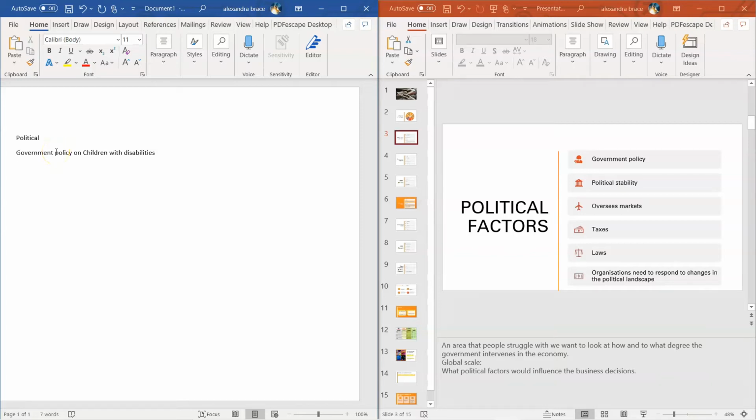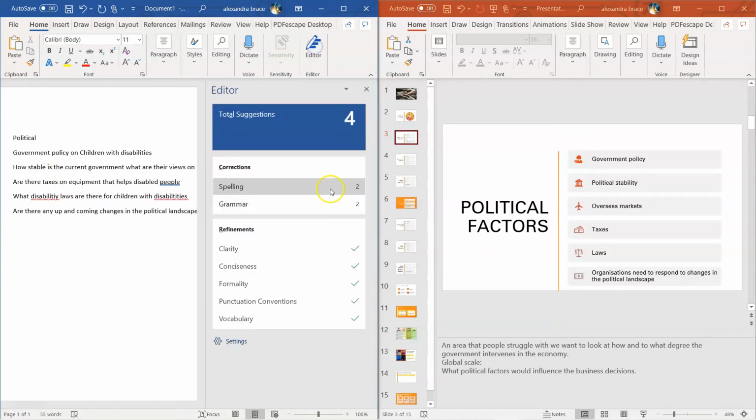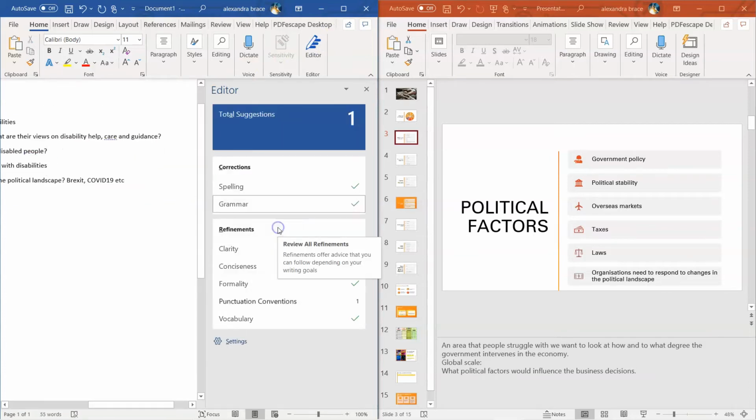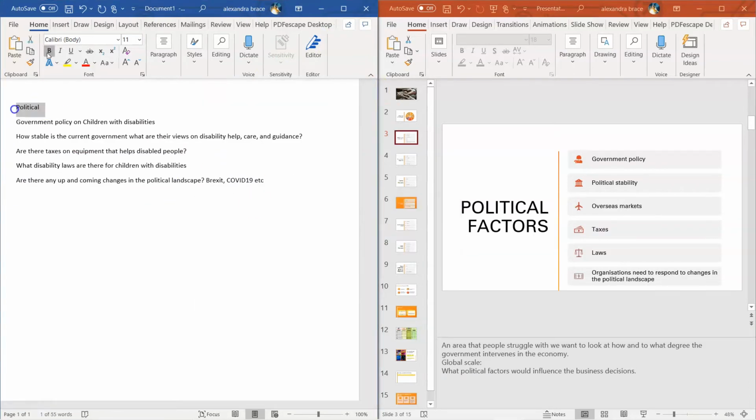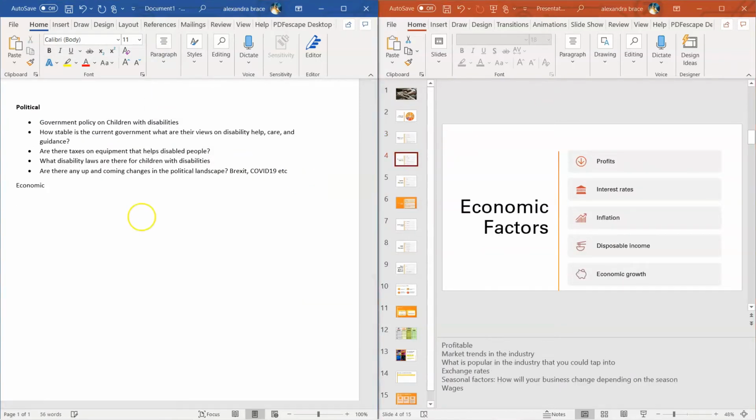So in my Word document, I thought, well, the government policy on children with disabilities. How stable is the current government and what are their views on disability healthcare and guidance? Are there any taxes on equipment that helps disabled people? What disability laws are there for children with disabilities? And are there any changes that are going to be happening in the political landscape? I've then used the editor feature in Word to make sure there are no spelling or grammatical errors. And then I'm going to move on to the next one, which is economic factors.